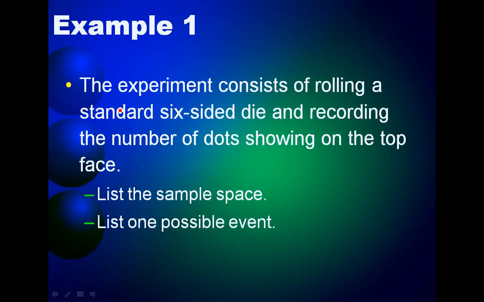So here, example 1, I've already kind of talked about this. What you're doing is you're rolling a standard 6-sided die and you're recording the number of dots shown on the top face. List the sample space. So S for sample space. Sample space is equal to, I could get a 1, a 2, 3, 4, 5, or a 6. So that's the sample space. List one possible event. Your event could equal roll an even number. So our event would include 2, 4, or 6. So that would be an event.